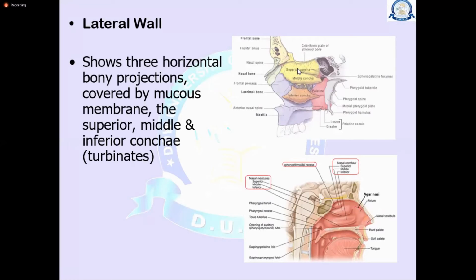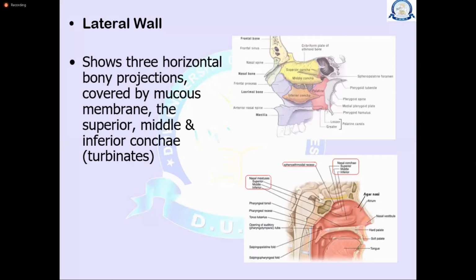The bony projections onto the lateral wall are rolled over themselves, or they have a shelf-like projection, and these are known as the conchae. They are named the superior, middle and inferior concha.